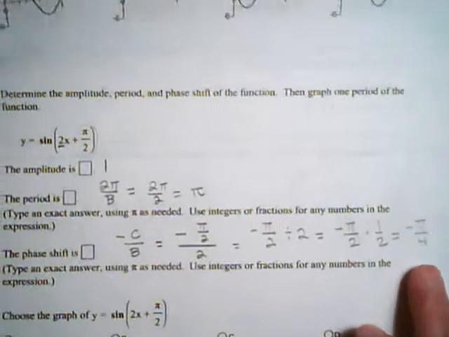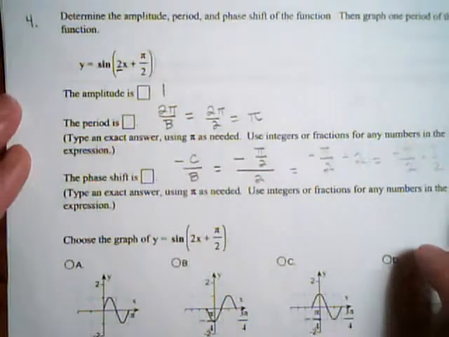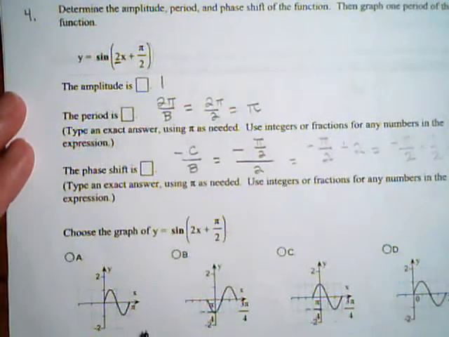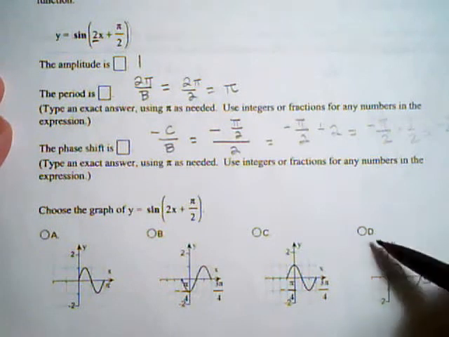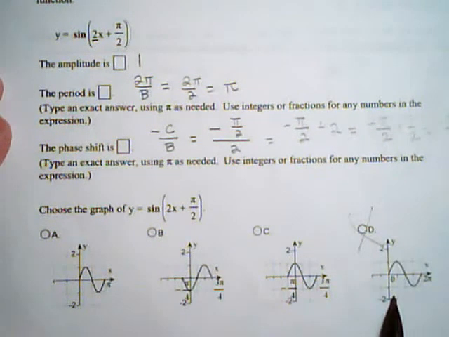So if I look at my graph, first I'm going to check amplitude. All of these have an amplitude of 1. Then I'm going to check my period. Which ones have a period of pi? Well, A has a period of pi, and so does B and C. The distance from negative pi over 4 to 3 pi over 4 is 1 pi. The only one we can eliminate so far is D.